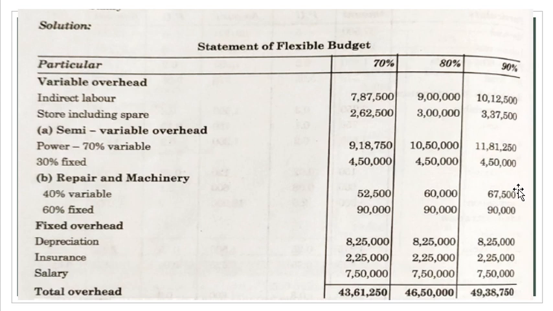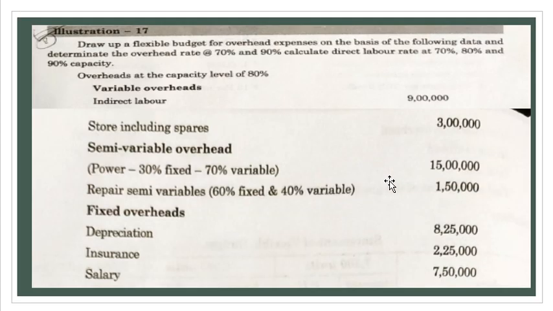For 80%, if it is 60,000, for 90%, how much is it? Cross multiply. 90 into 60,000 divided by 80, which will give us 67,500. So repairs and machinery repairs, which is a semi-variable expense, is also recorded.